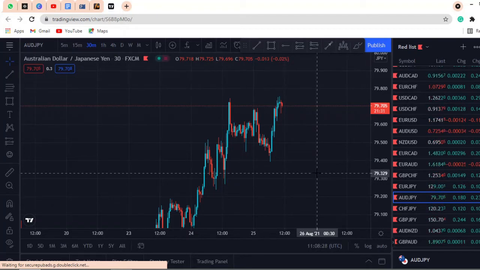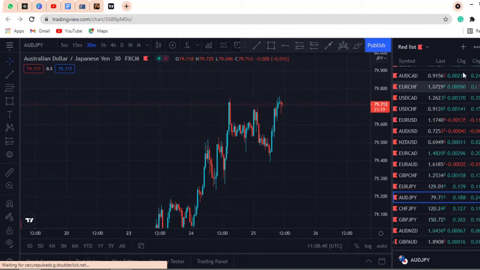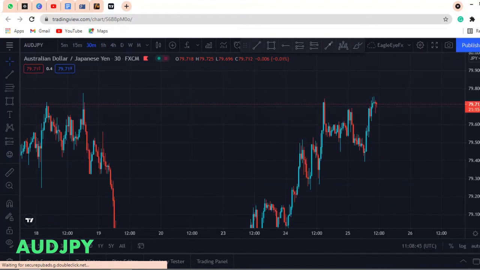All right, so today we'll be going through three pairs as usual. Number one, I'll go through AUDJPY. Number two, I'll go through CHFJPY. Number three, I'll go through GBPJPY. So let's start with AUDJPY.